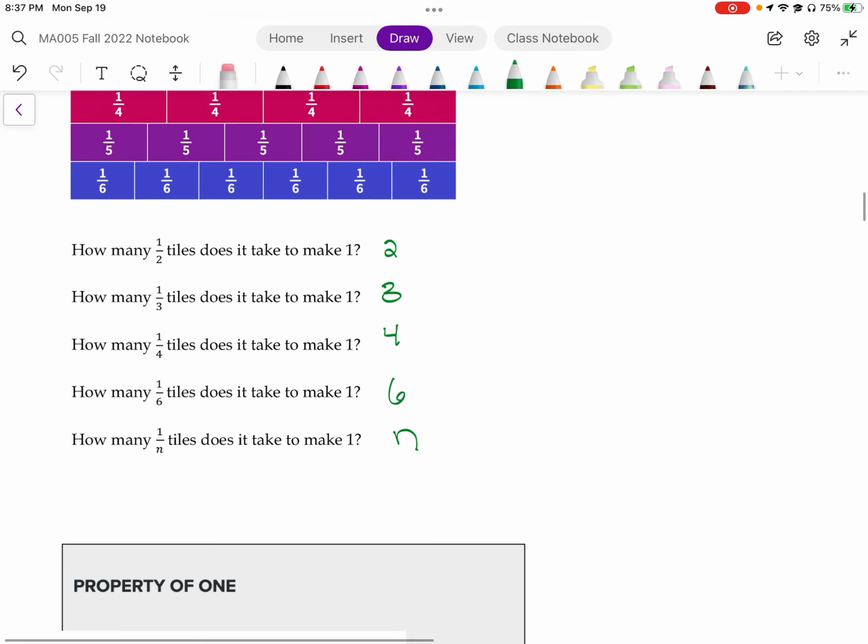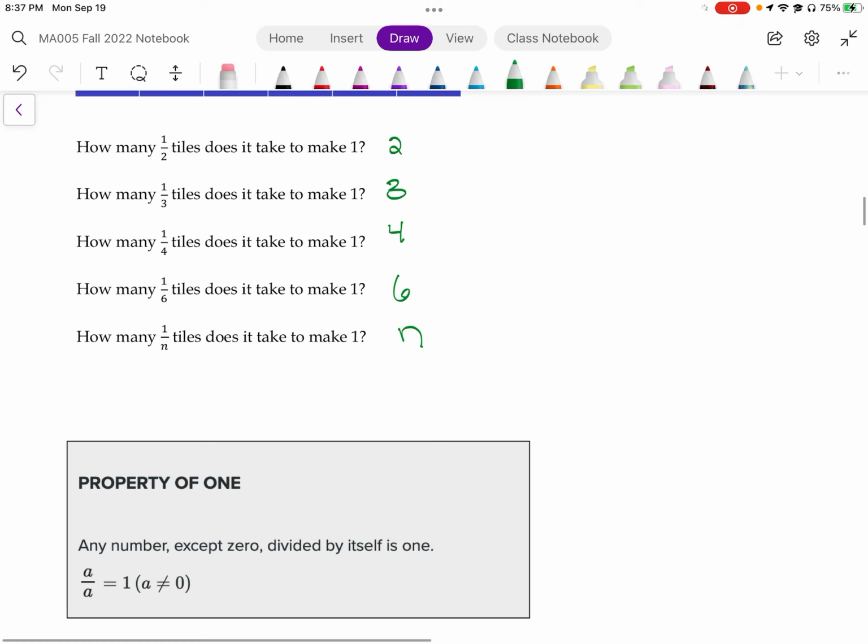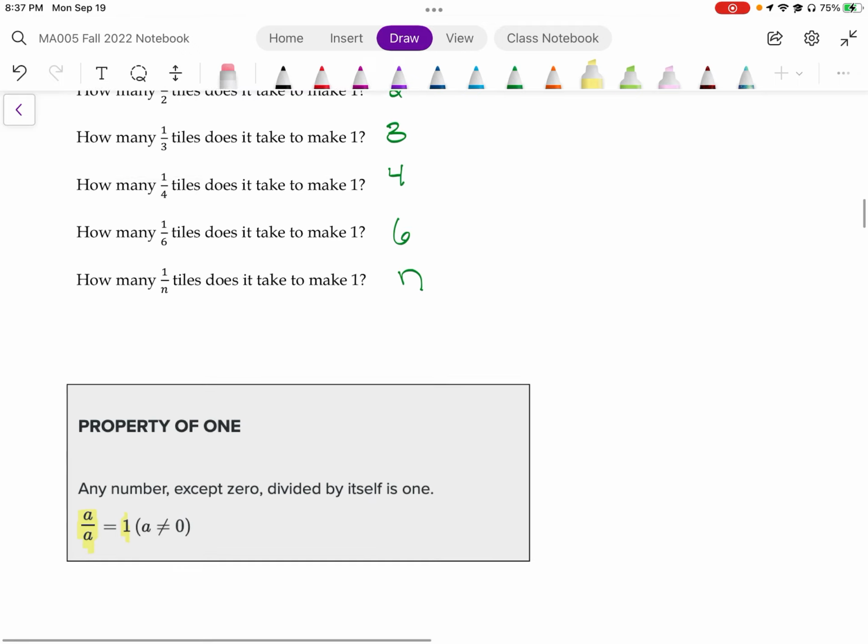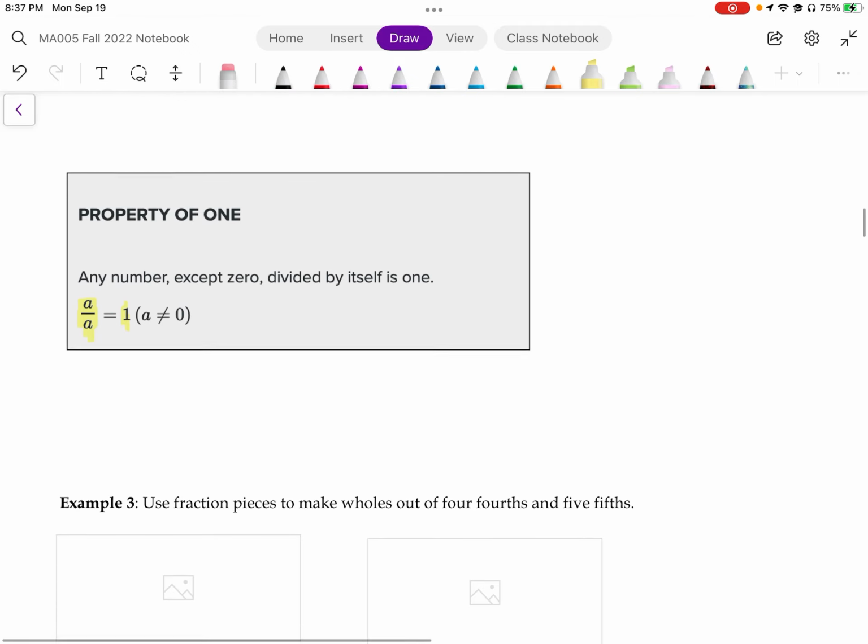All right. So property of 1. Any number except 0 divided by itself is 1. This is endlessly important. So important. So make sure you understand when you have a number over a number, it always equals 1. A divided by A or A over A equals 1. We're going to use that all the time.